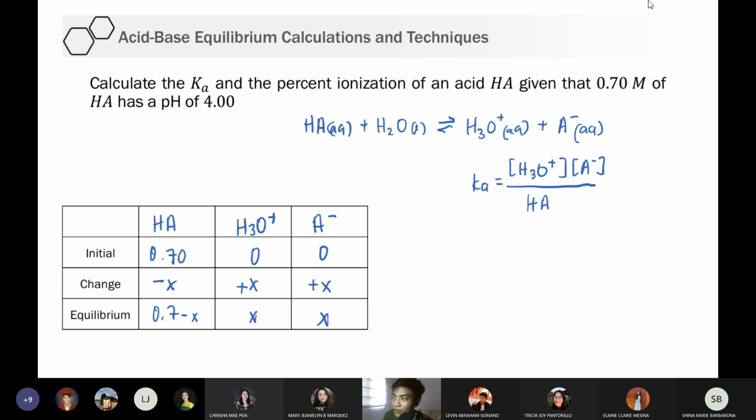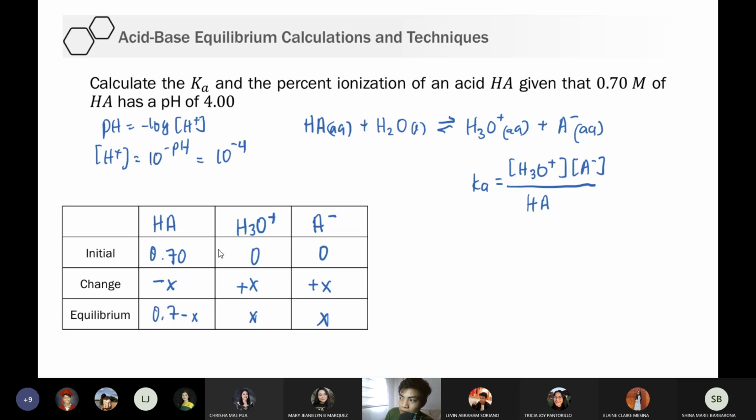Okay? So, ganun lang. And just look at your problem. Hanapin kung sino yung magbibigay ng clue kung alin dito yung known na, bukod sa initial amount. Okay? So, kunin natin yung H plus from the pH. So, pH is equals to negative log H plus. To get H plus, we just get the antilog of the pH. That's 10 raised to negative pH or 10 raised to negative 4.